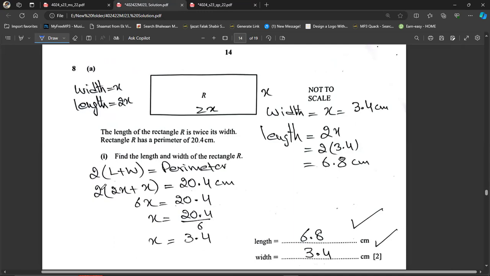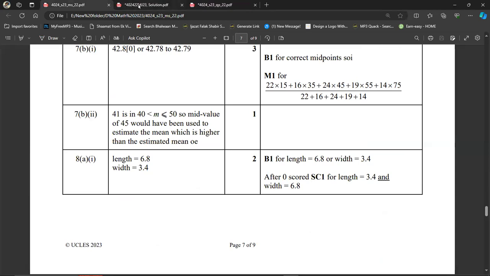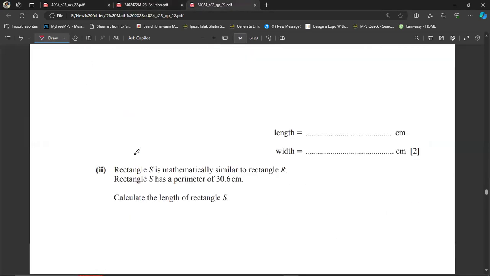So the perimeter is 2 bracket start length plus width bracket close. So 2 bracket start length is 2x and the width is x, and that is equal to 20.4. The perimeter is 20.4. So you will have 6x equals 20.4. x will be equal to 20.4 divided by 6, and x will be equal to 3.4. That means the width, which is x, is 3.4 centimeter, and the length, which is 2 multiply x, that is 2 into 3.4, and that is 6.8 centimeter. So the width is 3.4 centimeter and the length is 6.8 centimeter, and our answer is right. This is the solution, and here we go.